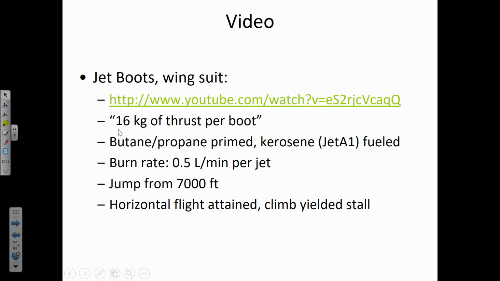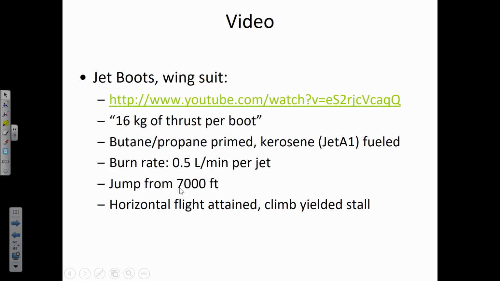So I got into some of the numbers there, and it turns out that each one of those boots generates 16 kilograms of thrust. And the way that they would start it up was a mixture of butane and propane to prime the jets, and those were basically hobby engines that people would put into a remote controlled airplane. You know, they're remote controlled jets, and so he had one of them connected to each boot, and then it was burning about half a liter per minute on each one of those jets.